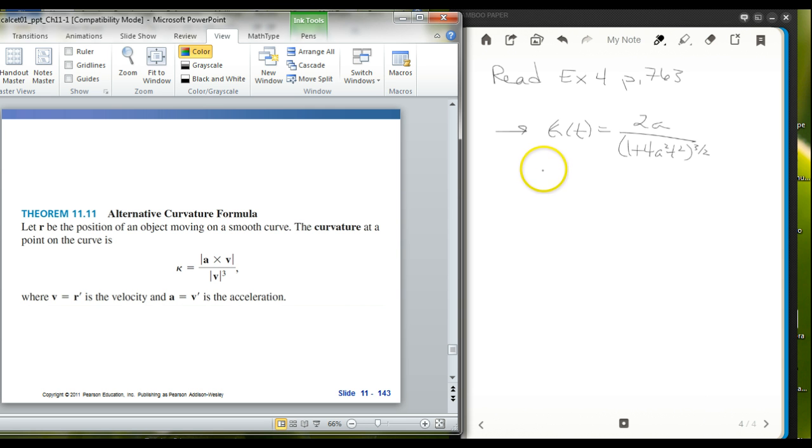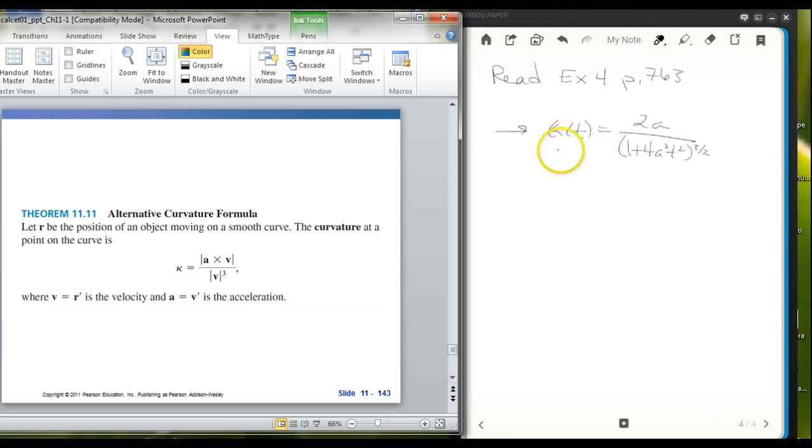And you're back, hopefully. Hopefully you've looked at example number 4 on page 763, and the result that we get from doing the cross product calculation for curvature gives us a curvature function. Again, it's dependent upon t, not arc length this time. Remember, we have a different version when it's dependent upon arc length, but this one's a little more free because we don't have to have a curve parameterized by arc length. This one, we can just have t.